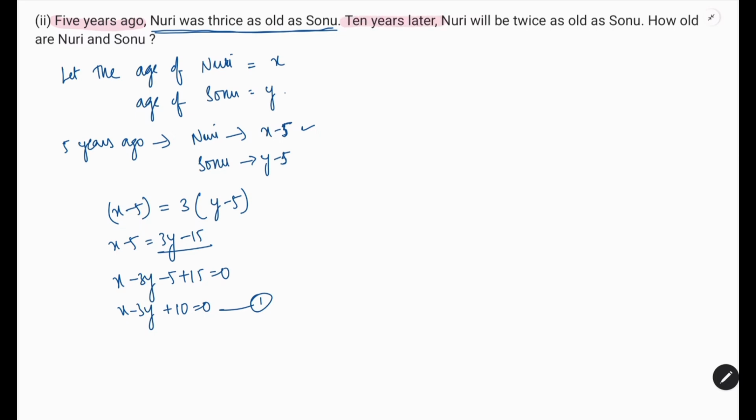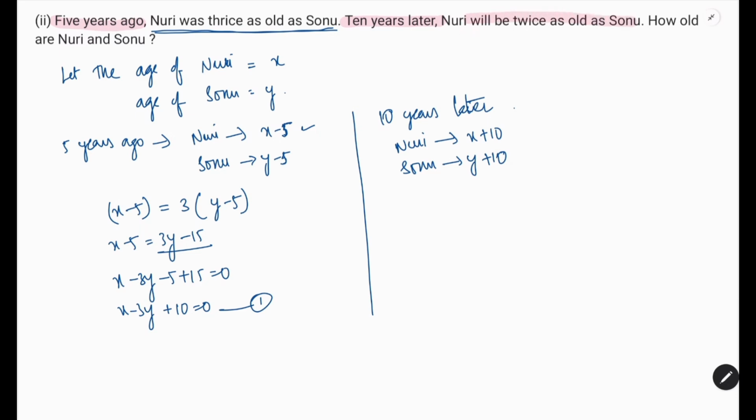Now what is the second scenario? 10 years later, that means after 10 years. After 10 years, the age of Noori will be x plus 10, and the age of Sonu will be y plus 10. The scenario is Noori will be twice as old as Sonu. Let us solve this. x plus 10 equal to 2y plus 20.